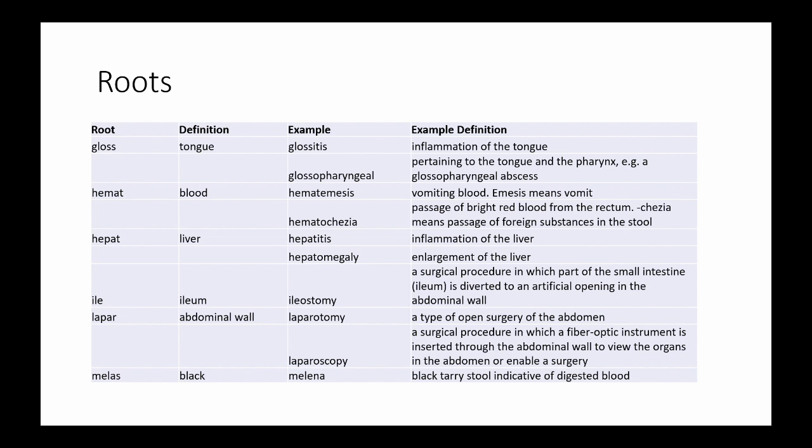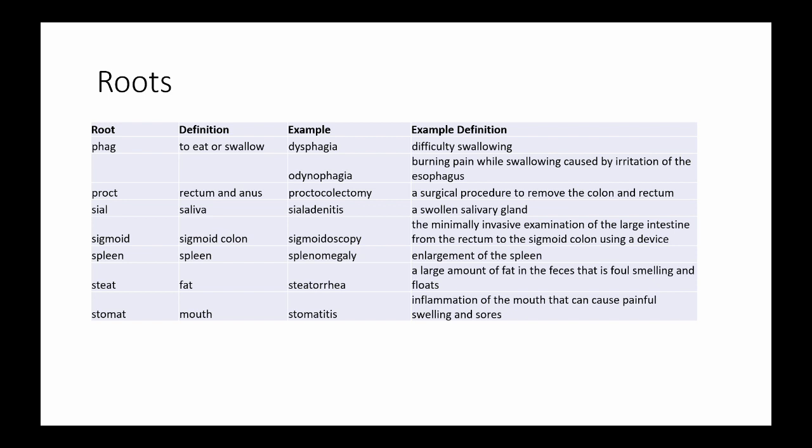Melis means black. It's the root of melena, which is black tarry stool that indicates digested blood. Phage means to eat or swallow. Dysphagia refers to difficulty swallowing, while odynophagia refers to burning pain while swallowing that's caused by irritation of the esophagus. Proct refers to the rectum and anus. Proctocolectomy is a surgical procedure that removes the colon and rectum.